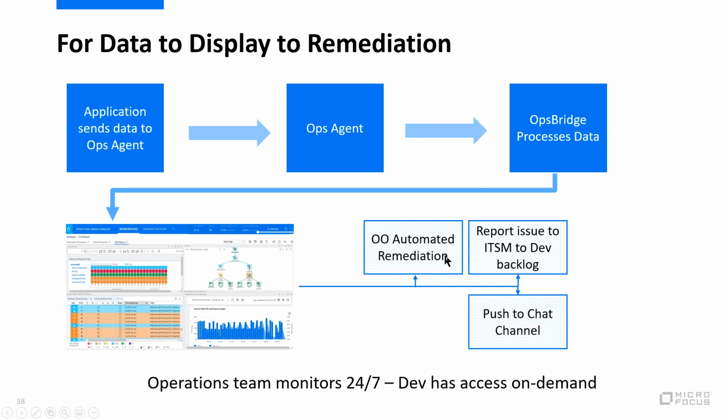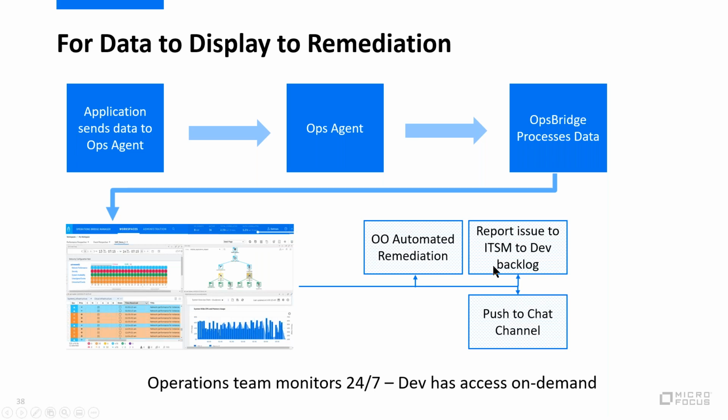Next, you could have OpsBridge report the issue into an ITSM tool. We have a process we call CLIP, closed loop incident management, where an operator can bring up a form, put in some comments, push a button, and it automatically gets sent to an ITSM system. That could be ours, or we support a number of third-party ITSM systems. And then this would go to the dev backlog.